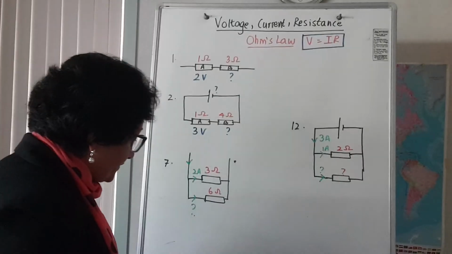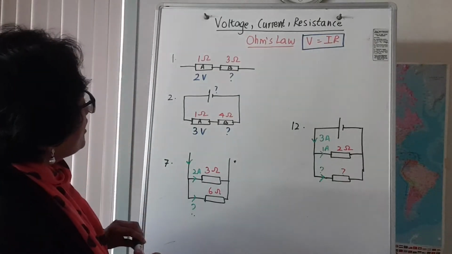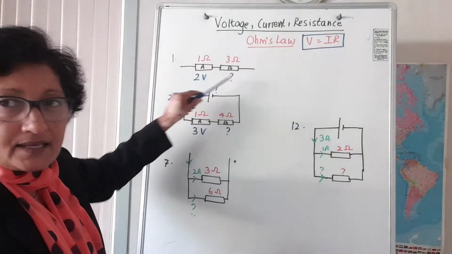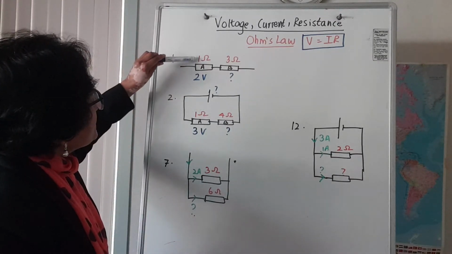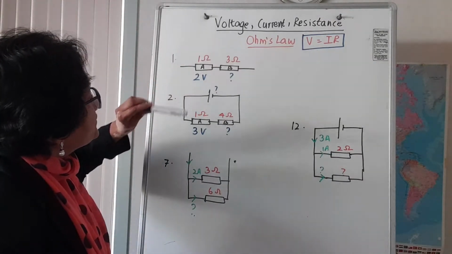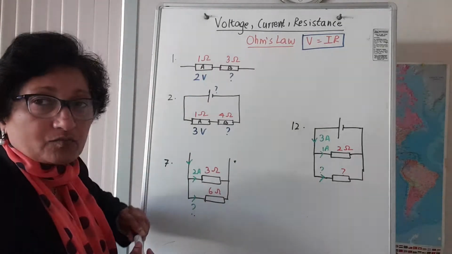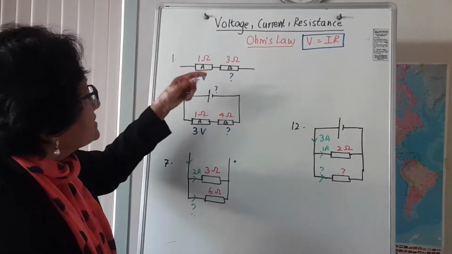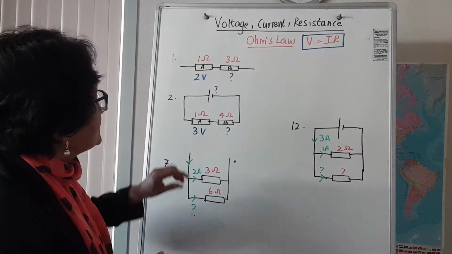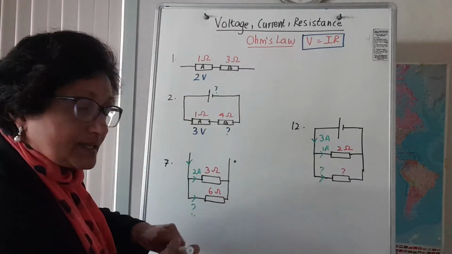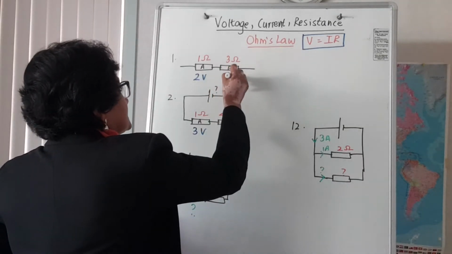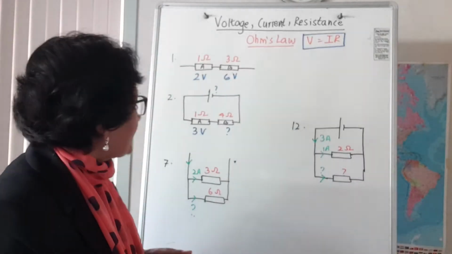Okay, so for the first one, we have to figure out what is the voltage across B. And so here, resistor A is 1, resistor B is 3. So this is 3 times more. So the voltage across B will also be 3 times more. This is already 2 volts. So 2 times 3 is 6. So your answer here is 6 volts. So that's how you do that one.